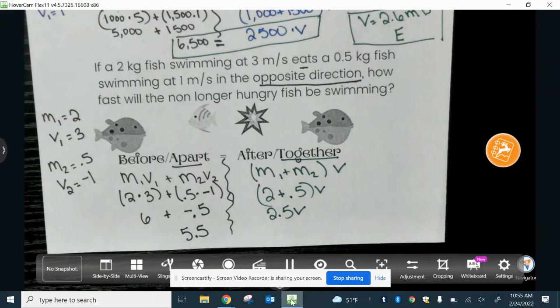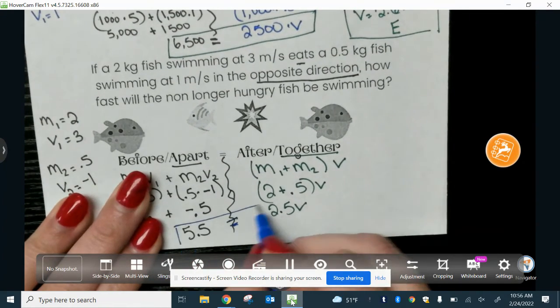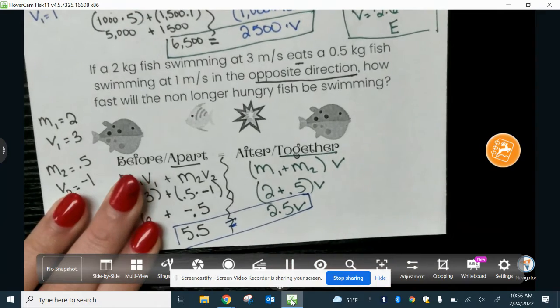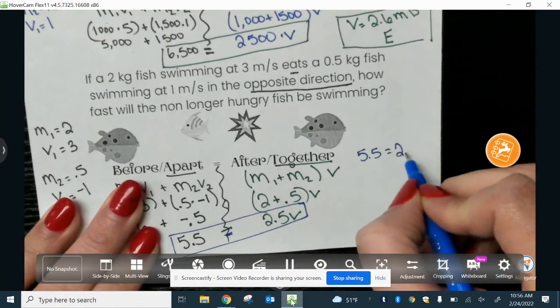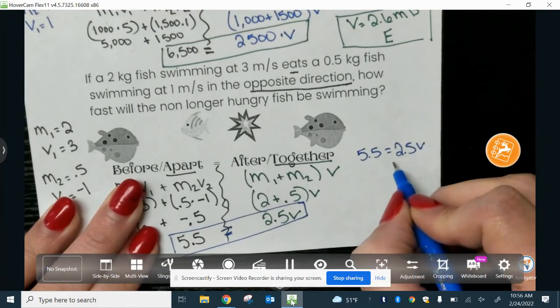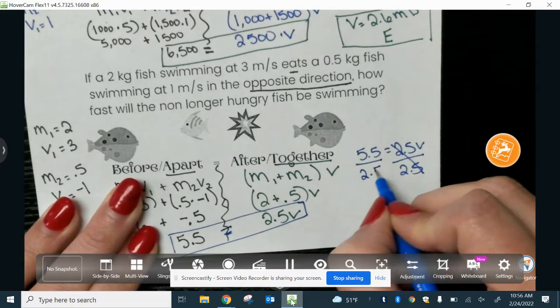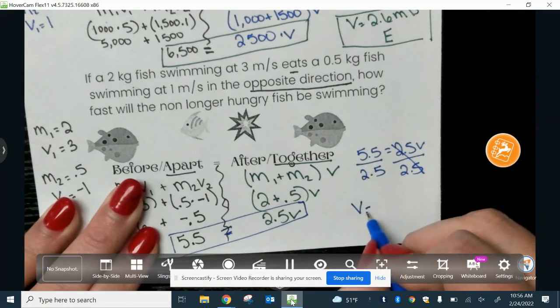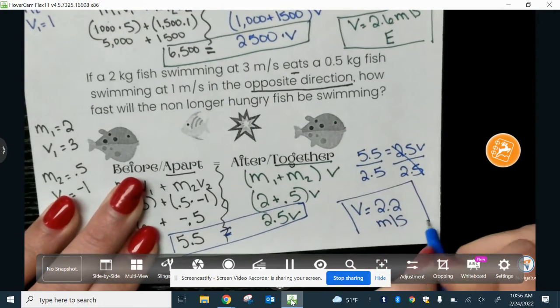Okay, since before is always going to equal after, I can set those equal to each other, and my equation is like that, which I'm going to rewrite over here. 5.5 equals 2.5 V. Divide both sides by 2.5, and that's going to give you a velocity of what? 2.2 meters per second.